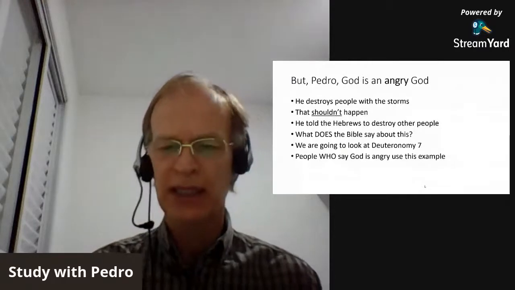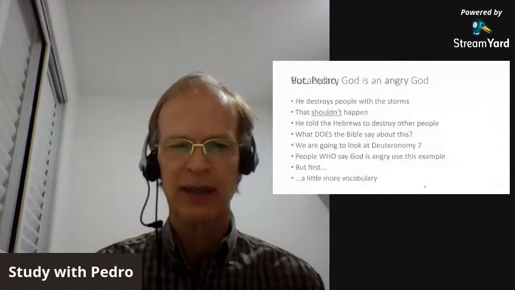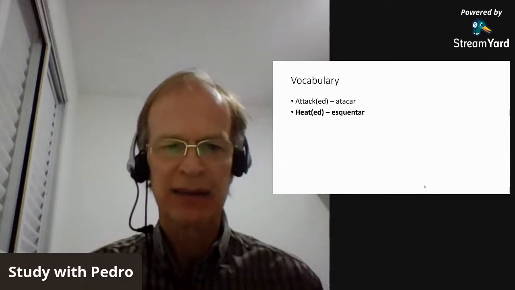And we're going to look at Deuteronomy 7. But first, the people use this. People who say God is angry, these people use this example. But first, here's the vocabulary. Okay, here's our new vocabulary. Attack. Yeah, almost the same word. Atacar. Attack. Heat is esquentar.